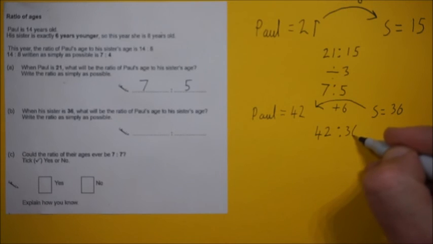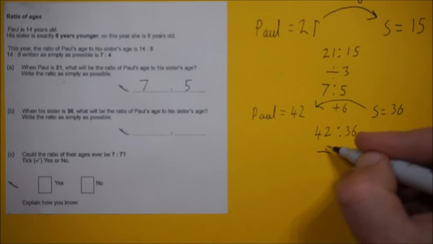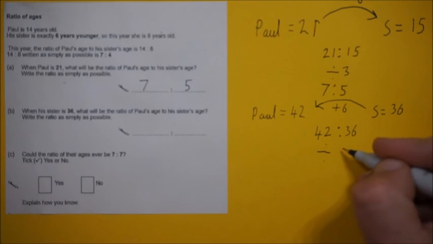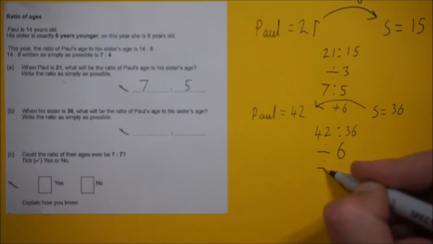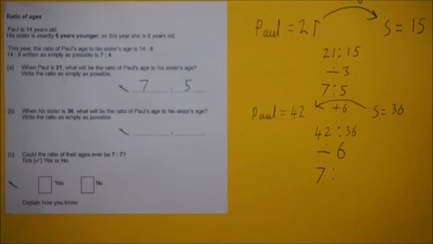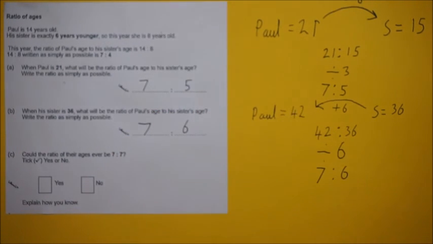Okay, so we've now got a ratio of 42 to 36. And again, I'm going to look and see what I can divide these by. Well, they're both multiples of 6, so I'm going to divide by 6. 6's into 42 go 7 times exactly. 6's into 36 go 6 times exactly. I can't simplify them any further, there's nothing they're both multiples of, there's no common multiple, so I'm going to go 7 to 6 is my answer.